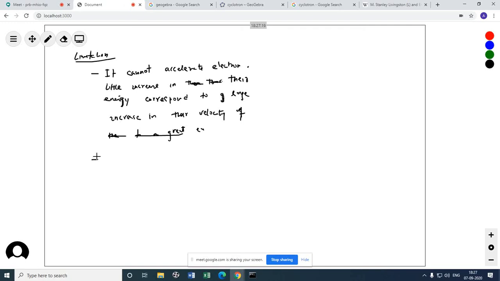And the second thing is that you cannot accelerate neutrons. Neutrons cannot be accelerated because they are electrically neutral. Done.